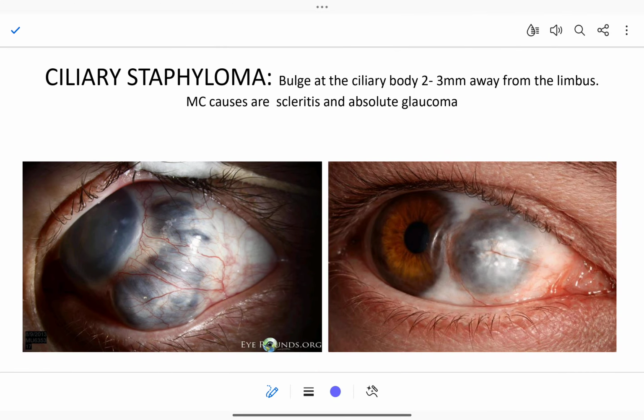This is called ciliary staphyloma. Ciliary staphyloma is a bulge at the ciliary body, 2 to 3 mm away from the limbus. The most common causes are sclerotic and absolute glaucoma.